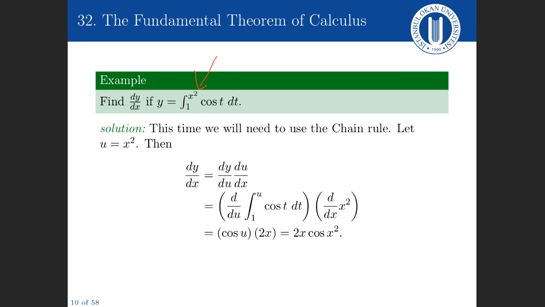Let's make this a little bit more difficult again. Find dy dx if y is equal to the integral from 1 to x squared of sine t dt. To solve this one, we're going to need to use the chain rule. To use the chain rule, we need to choose a u. We're going to choose u is equal to x squared. Then we use the chain rule. The chain rule says dy dx is dy du times du dx.